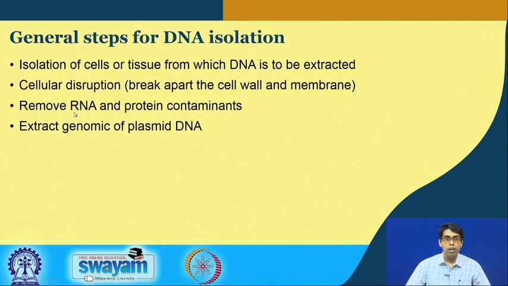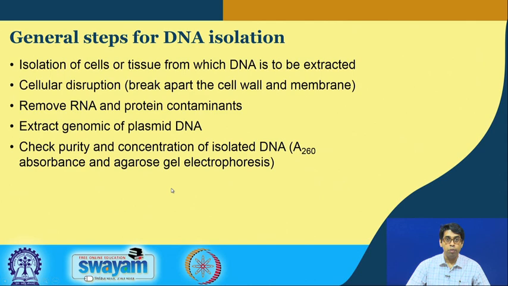Now, this solution will have DNA, RNA, protein and all sorts of cellular debris. So, we have to selectively remove RNA, we have to selectively remove all proteins, and we have to also remove all the cell membrane components and other molecules. And finally, we will extract the DNA, the genomic or the plasmid DNA. Once we have our DNA, we have to make sure that it is pure. So, we will do gel electrophoresis to check the purity of the DNA, and we will also check the absorbance at 260 nanometers to check the concentration, which will tell us the amount of DNA that we have been able to purify.